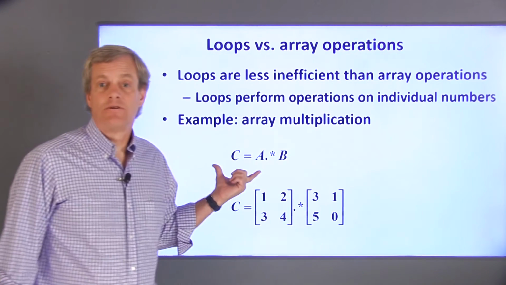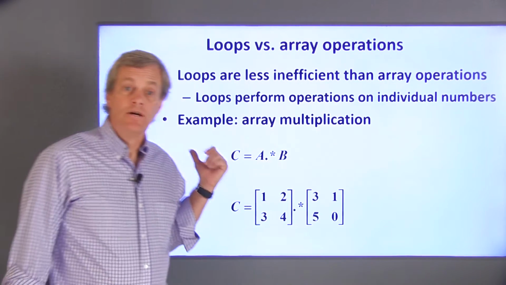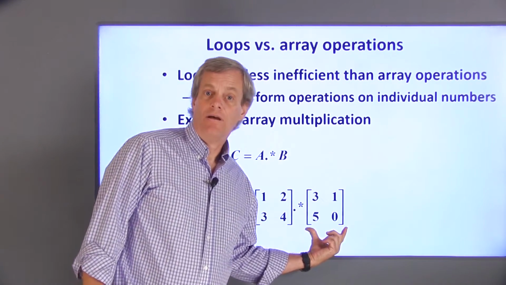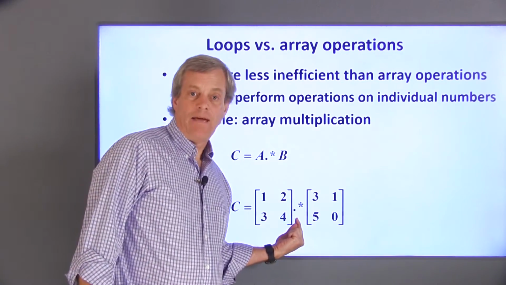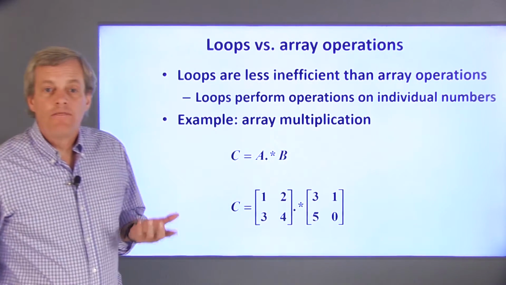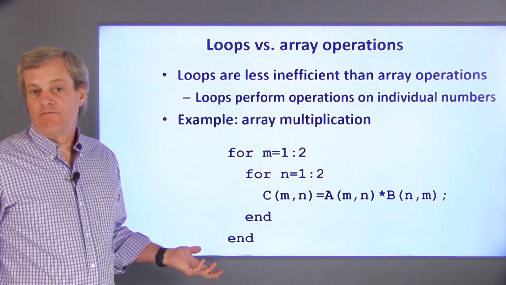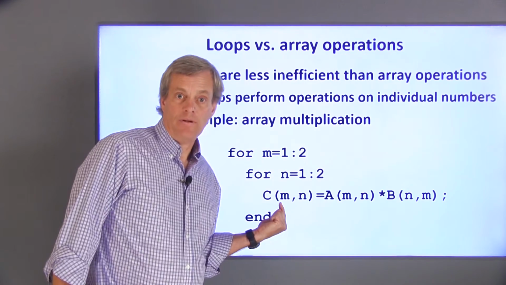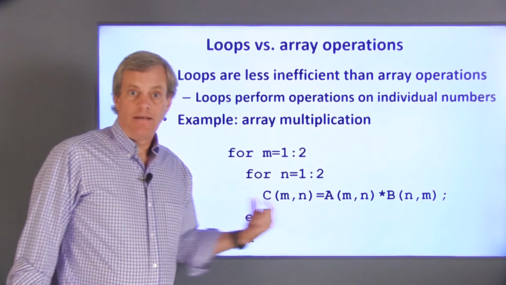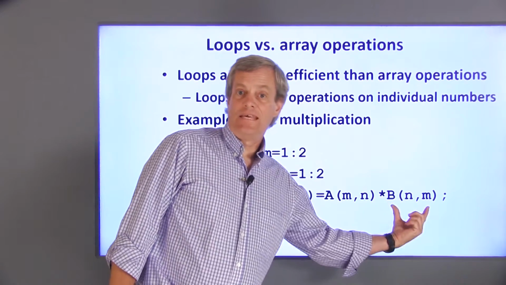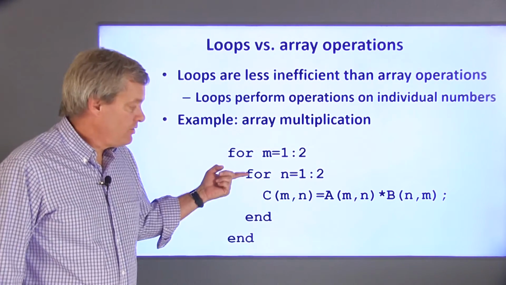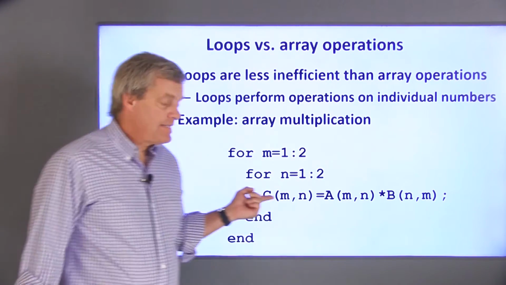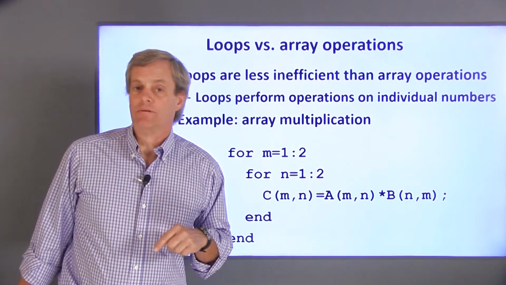For example, consider the element-by-element multiplication of two arrays. Suppose I want to create an array C that's the array product of the matrices A and B. I can simply and efficiently use MATLAB's .times operator. This process could be implemented as a set of nested for loops, as shown here. For any combination of n and m, C of m comma n is the product of the elements of A and B at that location. The nested loops just create every possible combination of m and n. The elements in C are created one at a time.